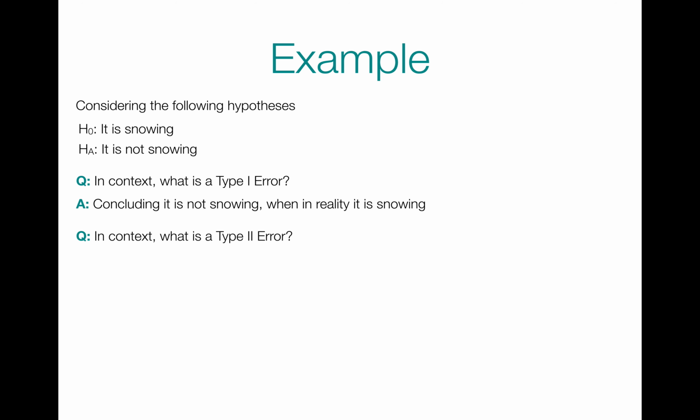Okay, what about type 2 error? Remember, out of context, that is failing to reject a false null. So if I fail to reject, that means I say it's snowing. And if the null is false, that means in reality it's not snowing. Put those two together, we conclude it is snowing when in reality it is not.